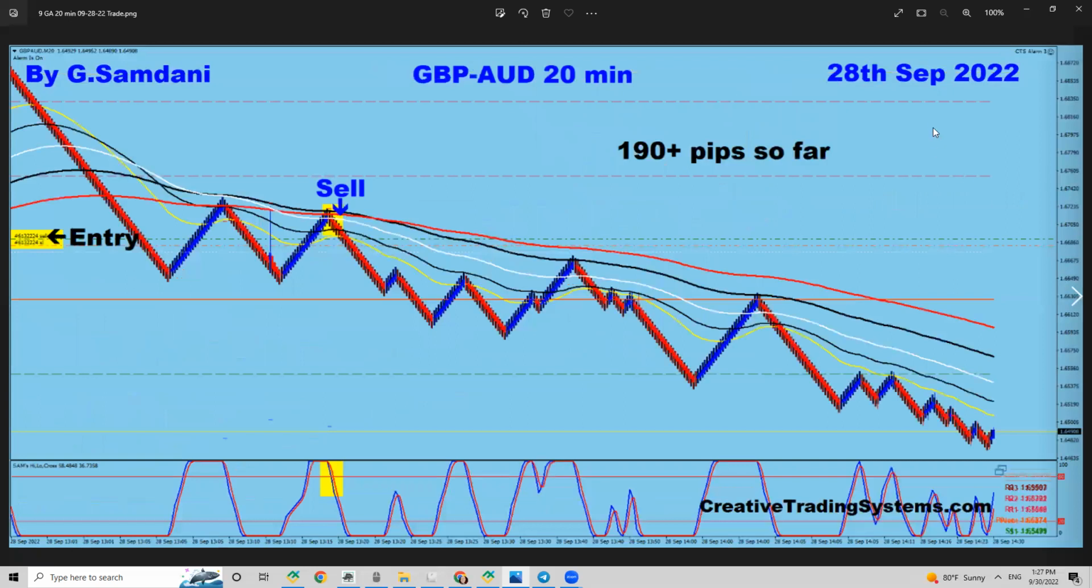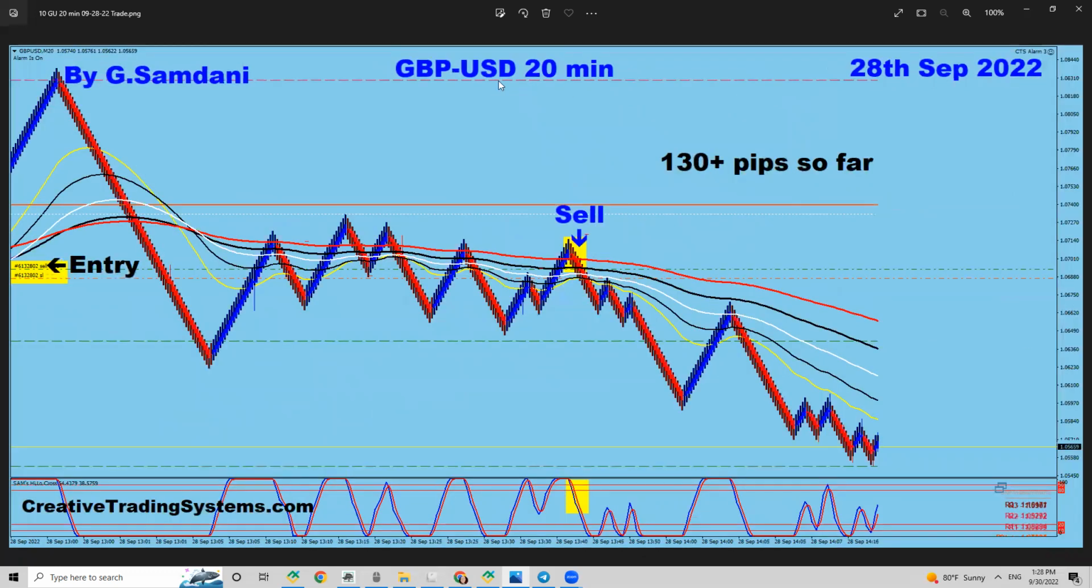And then on the 28th, the game started to begin again. So this one, sell here, pound Aussie for 190 pip. And here, pound USD going down as well. See how many entries this system gives. This was the entry, all of this. 130 pip from here to here on the 28th.